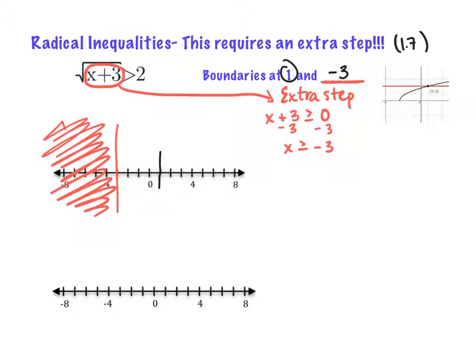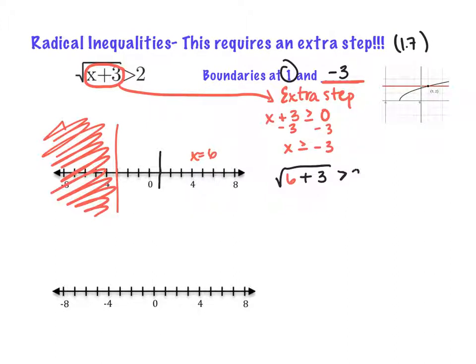Now, if we had x's on both sides, we would have to check more than 2 regions because you'd have more than 2 answers. But for this one, we only need to check over here and over here. I'm going to use a number over here. I'm going to use x equals 6 to test. The reason I'm going to do that is because when I plug in 6 for x, I'm going to end up with 9 under the square root sign, which has a perfect square root.